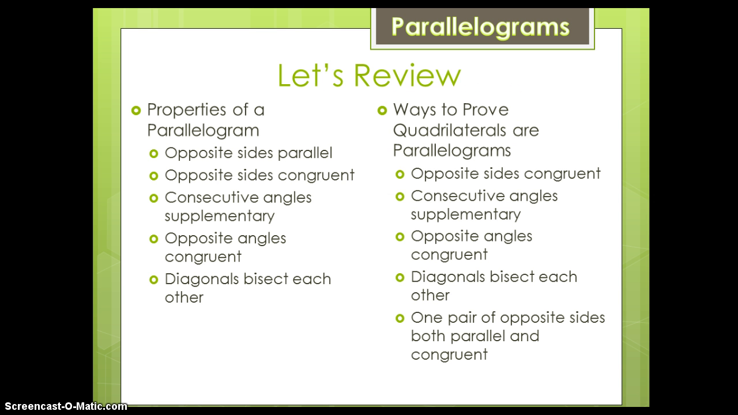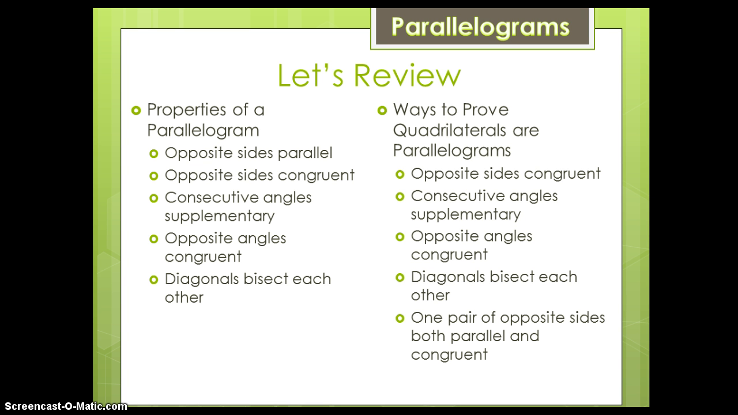So that was a lot of information. So let's review what we know. We know these properties of a parallelogram. The opposite sides are parallel, the opposite sides are congruent, consecutive angles are supplementary, opposite angles are congruent, and the diagonals bisect each other. We can prove that a quadrilateral is a parallelogram by looking at the reverses of these.